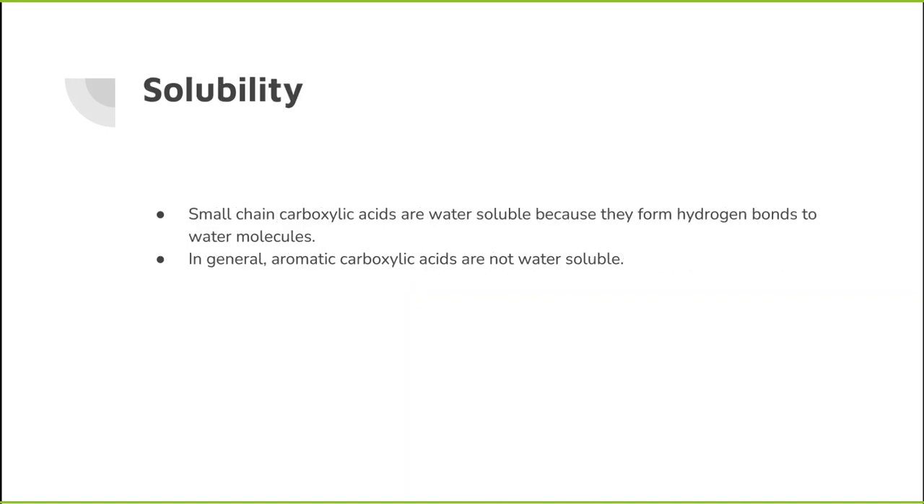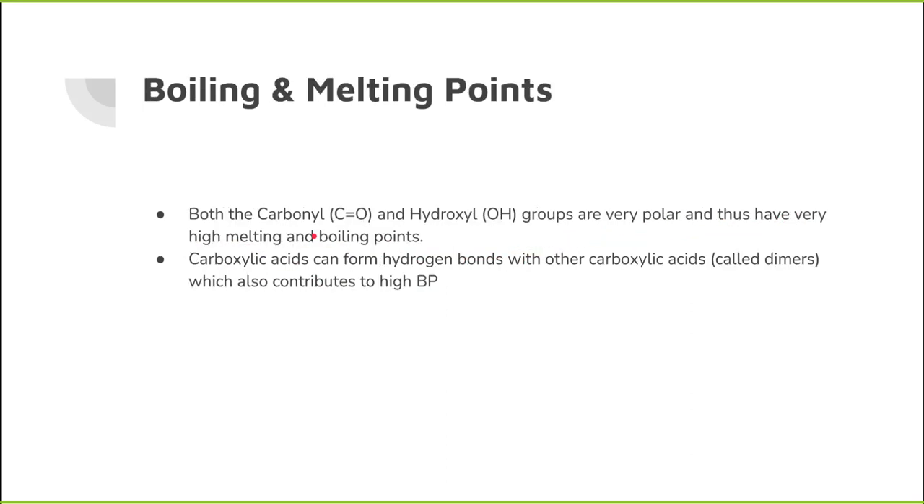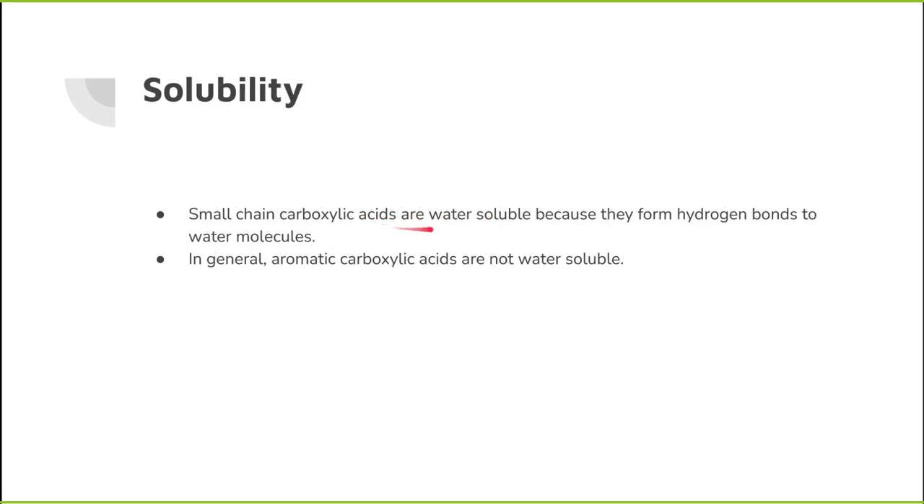Solubility. Smaller chain carboxylic acids are water soluble, because they form hydrogen bonds with the water molecules. And they're also polar, so that polarity is going to help dissolve in the polar water as well. In general, aromatic carboxylic acids are not water soluble. So if there's a benzene ring involved, they're generally not water soluble.